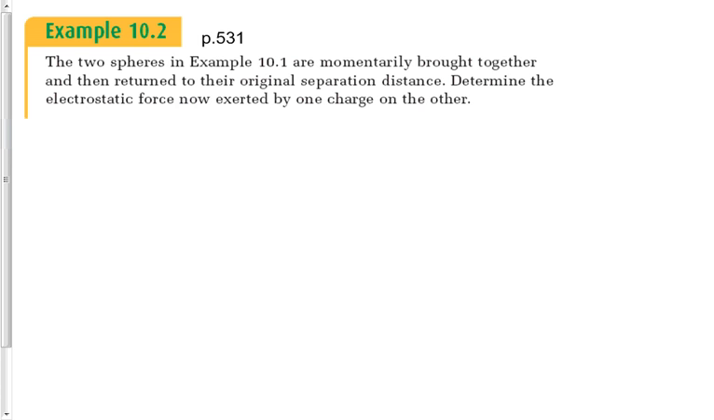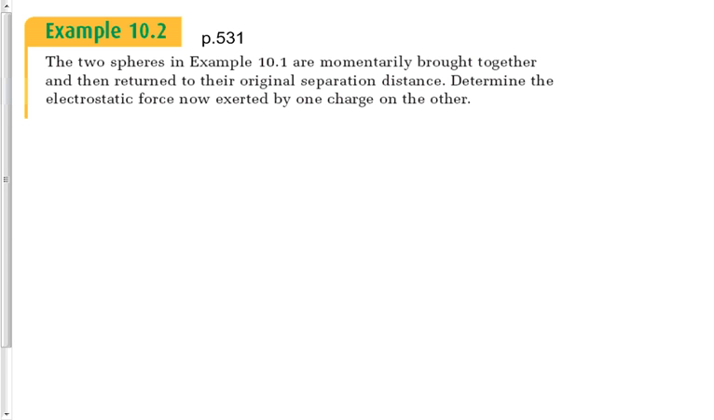Let's take a look at one more example problem, and then we'll wrap it up for the day here. This one says the two spheres in 10.1 are momentarily brought together, and they touch each other, and then return to their original separation distance. What's the force now exerted by one on the other? Does it change? We get the same two objects, right? Is the force between them going to change? It is. Can anybody tell me why it's going to change?